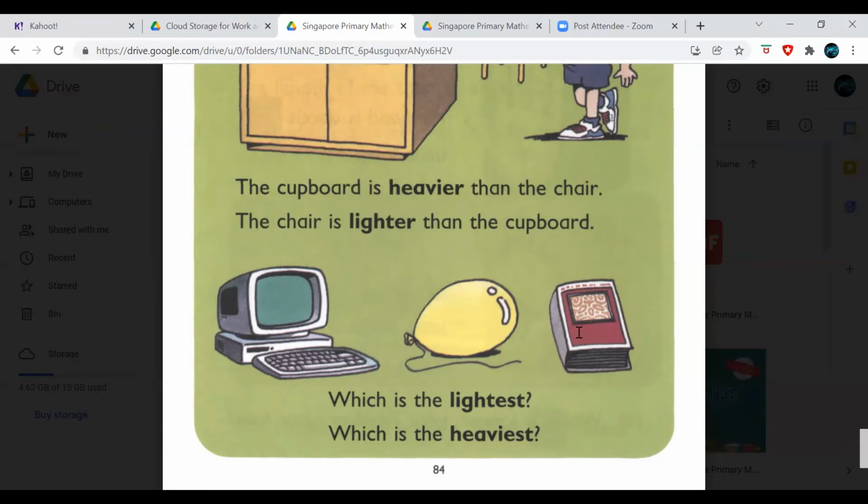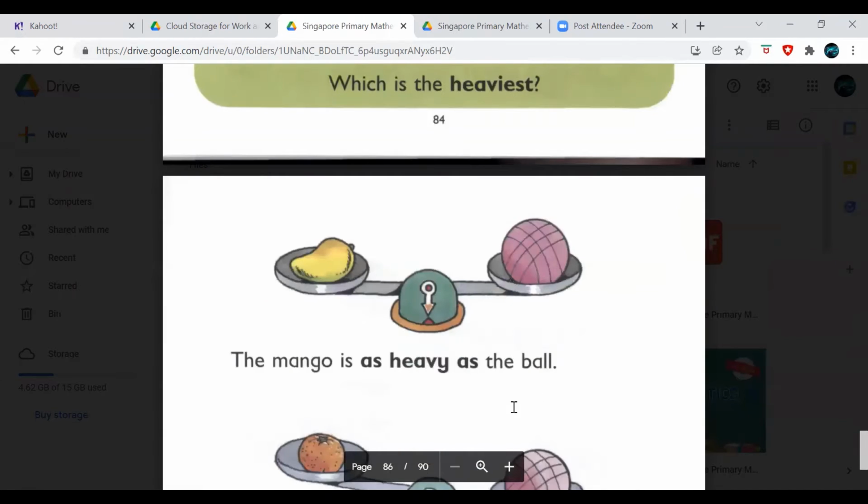I would say a computer, but I guess it depends on how heavy each one is, because a book can also be heavier than a computer depending on how many pages it has. But generally, a computer is much heavier than a book. Okay, so the mango is as heavy as the ball, okay?